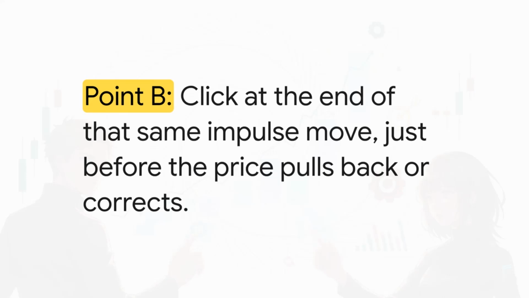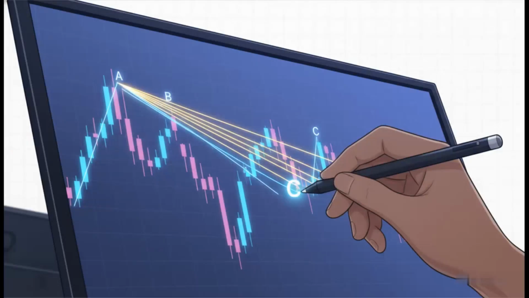The distance from your point A to this point B, that's basically our measuring stick that the tool is going to use to project targets into the future. And for the final click, point C, you'll place that at the very bottom of the pullback or the correction. And boom, the moment you click here, that's where the magic happens. The tool instantly projects all the key Fibonacci extension levels right onto your chart, giving you a beautiful roadmap of potential profit zones.